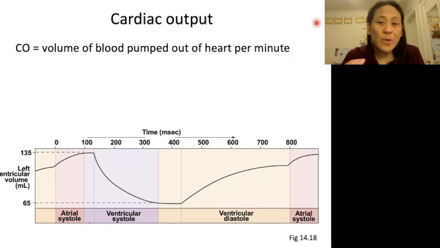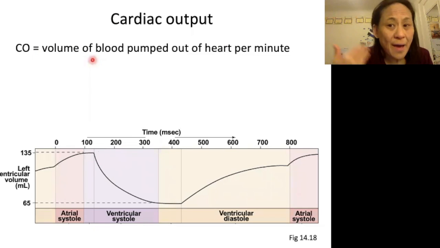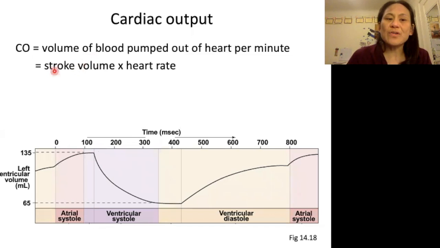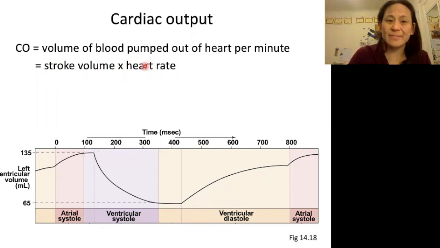Okay, so we just went over the concept of stroke volume. Now I want to introduce another concept to you, cardiac output. Cardiac output is the volume of blood pumped out of the heart per minute. In other words, or mathematically, that's going to be your stroke volume times your heart rate, right? So stroke volume is how much you eject each time your heart beats, and your heart rate is how quickly your heart beats. Okay.